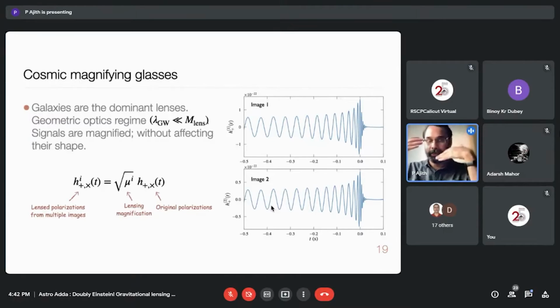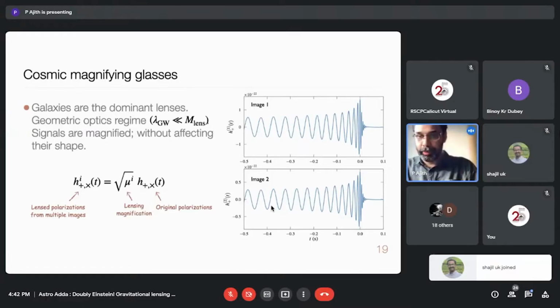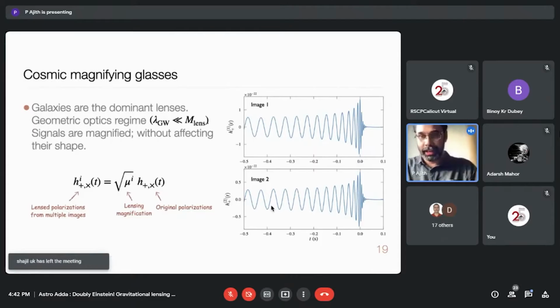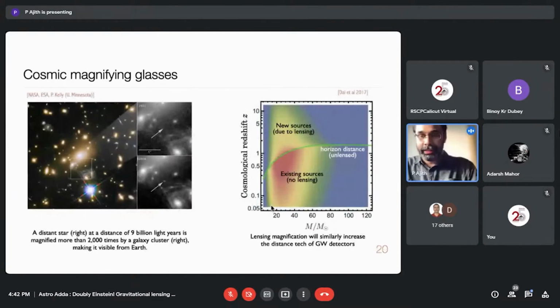So if a signal is from a source at a very large cosmological distance, then the apparent brightness or loudness of the gravitational signal will be very small and too weak to be detectable. But if there is a strong gravitational lens between us and the source, that would magnify the signal and render it detectable. And we have seen such examples in the case of electromagnetic lensing already. So here is an example of a distant star about 9 billion light years away, which is magnified by more than 2,000 times by a galaxy cluster that happened to be between us and the source.